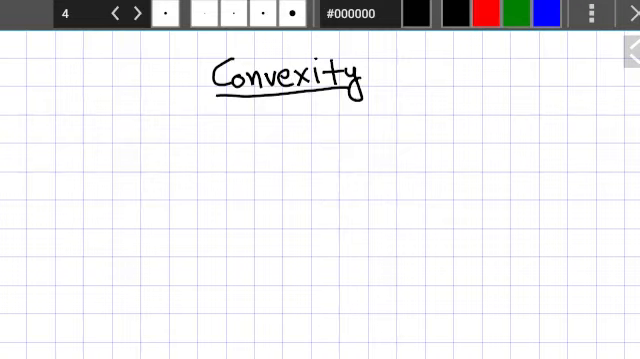In this lecture we will understand the concept of convexity, and this concept is important with respect to optimization. Just to start with, you can understand it this way so that you have no confusion about what this new thing is.